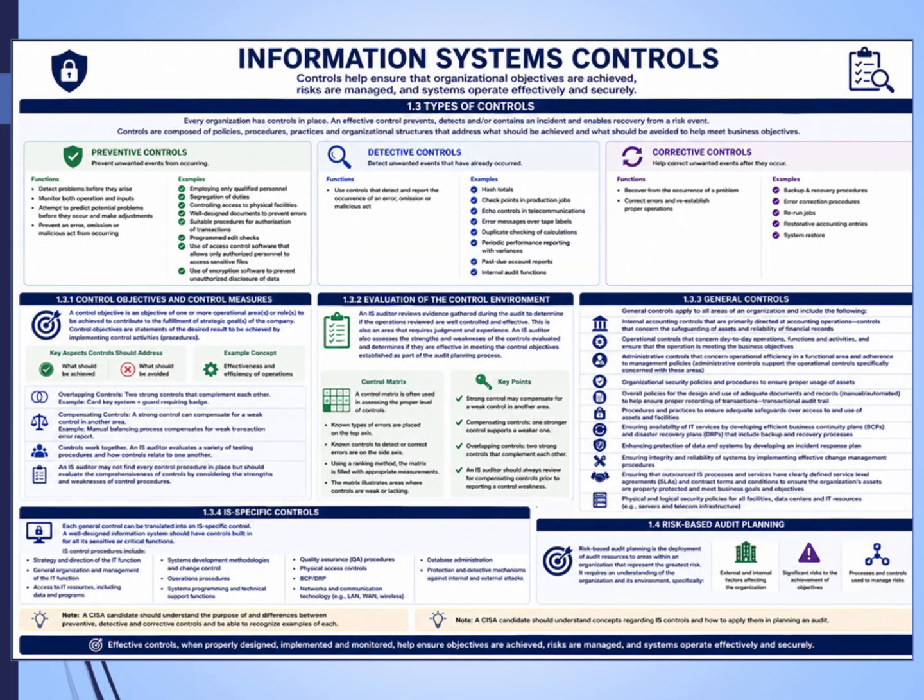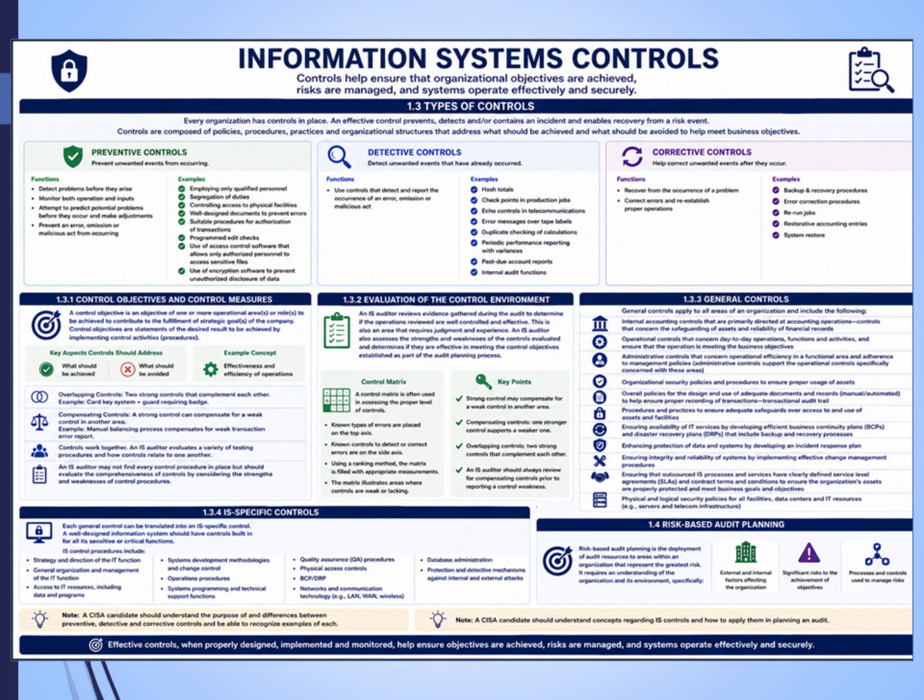Information systems controls help organizations protect assets, manage risk, support operations, and achieve business objectives securely and effectively. Controls are generally categorized as preventive, detective, and corrective controls. Preventive controls aim to stop incidents before they occur. Detective controls identify issues that have already happened, and corrective controls help restore operations and recover from incidents.